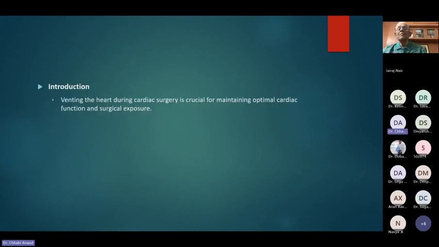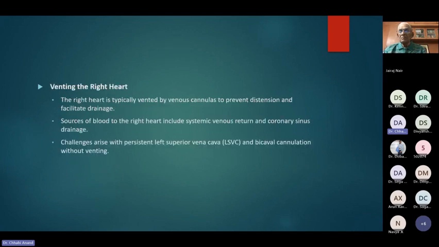Introduction. Venting the heart during cardiac surgery is crucial for maintaining optimal cardiac function and surgical exposure. Venting the right heart. The right heart is typically vented by venous cannulas to prevent distension and facilitate drainage. Sources of blood to the right heart include systemic venous return and coronary sinus drainage. Challenges arise with persistent LSVC and bicaval cannulation without venting.